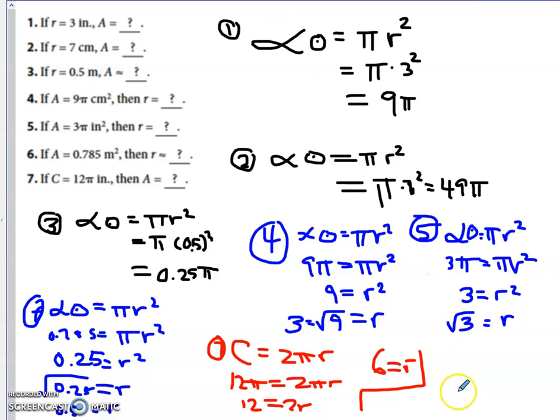And then you're asked to find the area of the circle. So the area of the circle is pi r squared. So we're going to take pi times 6 squared. 6 squared is 36, so the area of the circle is 36 pi.